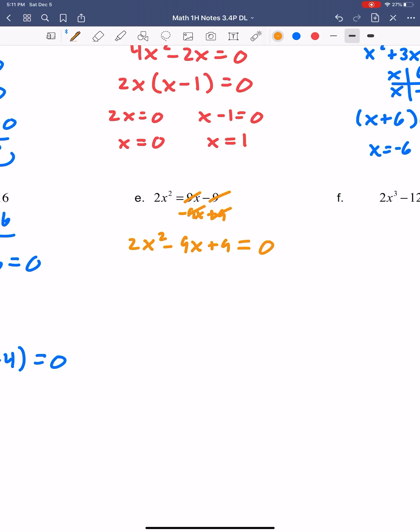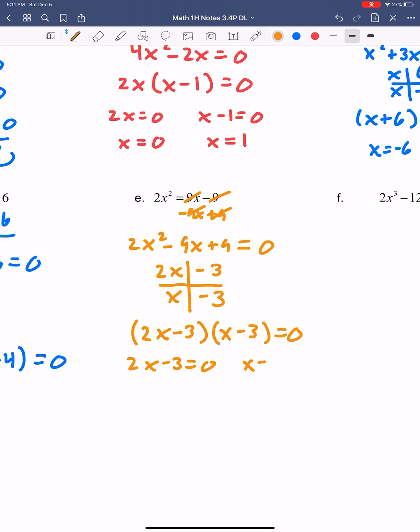And now I'll go ahead and t-chart. This is a tricky t-chart here. 2x and x will give me x squared. And then I'm going to use -3 and -3 because they will multiply to +9. And when I take that cross product there, I'm going to end up with -6x and -3x, which gives me -9x. So my factors are 2x minus 3 and x minus 3 equals 0. Set them both equal to 0. And then I'm going to have to solve. This is a two-step equation for this one. 2x equals +3. And then divide by 2. So I get x equals 3 over 2. And the other option is that x equals +3.